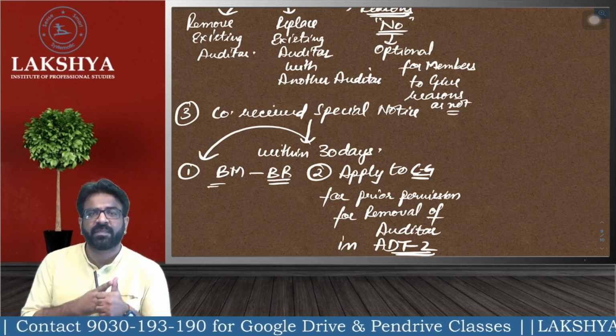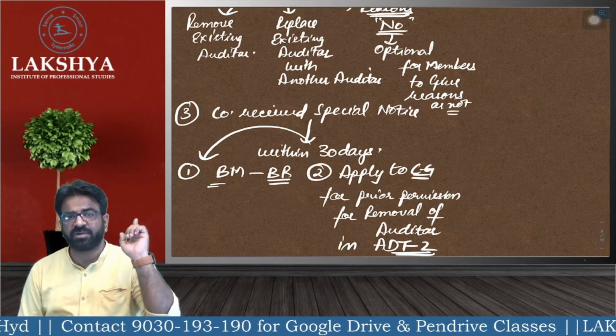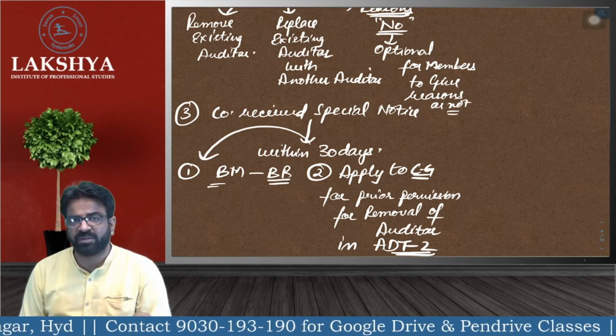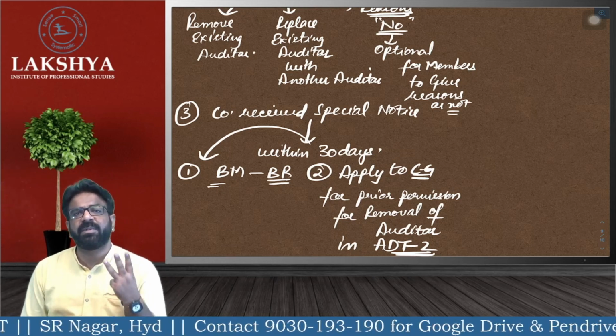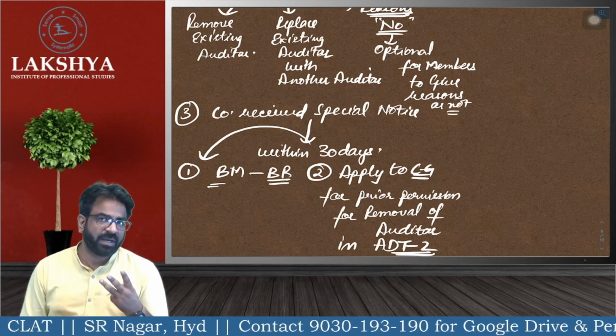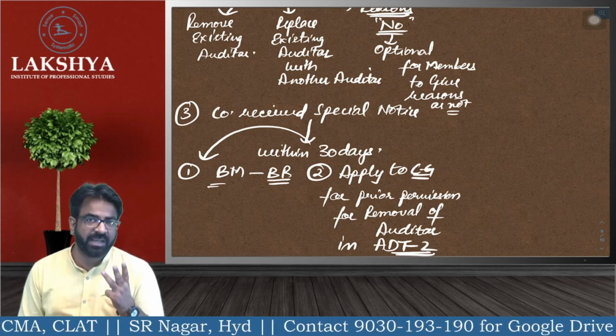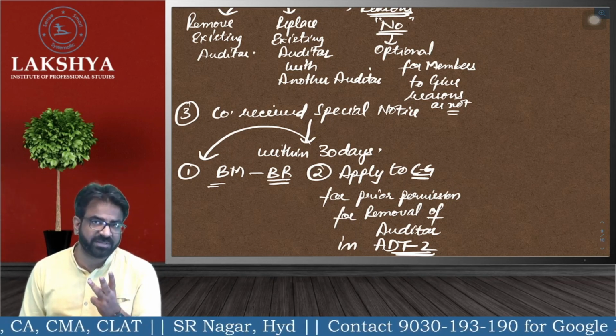Now point number 1. Do you remember ADT1? It was the intimation of the appointment to the ROC in form number ADT1 within 15 days of AGM. Right or not? Where we have done ADT3, intimating the reasons of the resignation. Right or not? Within 30 days from the date of resignation.